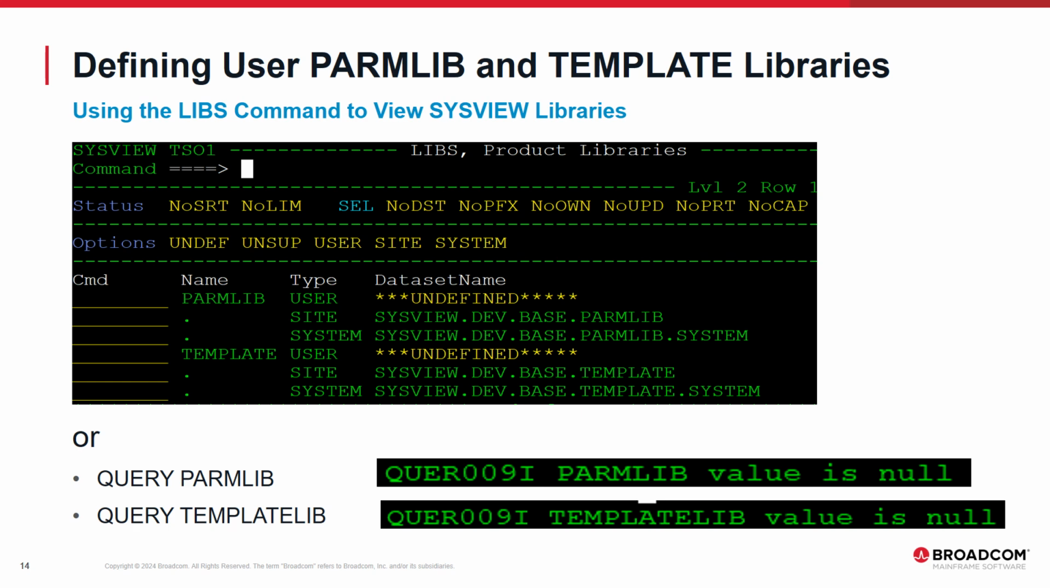If you cannot execute the libs command, this may be due to a security setting. But you can also issue the query command to view the user settings for the PARMLIB and template libraries. Use the query commands as shown. If either or both are not defined, the value will show as null.